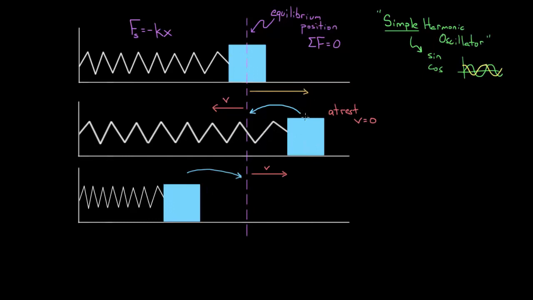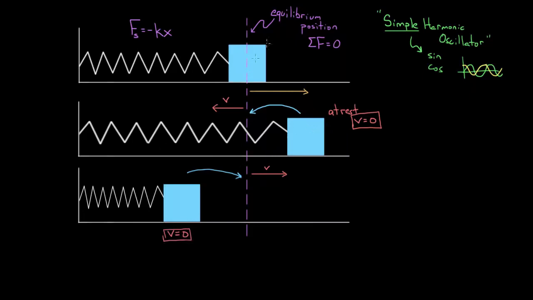One of them is that at these endpoints, at these points of maximum compression or extension, the speed is zero. So this mass is moving the slowest, i.e. it's not moving at all, at these maximum points of compression or extension, because that's where the spring has stopped the mass and started bringing it back in the other direction.